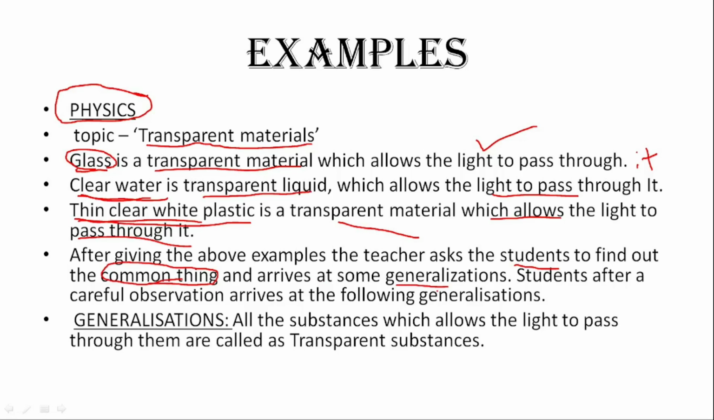After giving these examples, teachers ask students to find out the common thing among them. Students, after careful observation, will arrive at the following generalization: all these substances which allow the light to pass through them are called transparent substances.